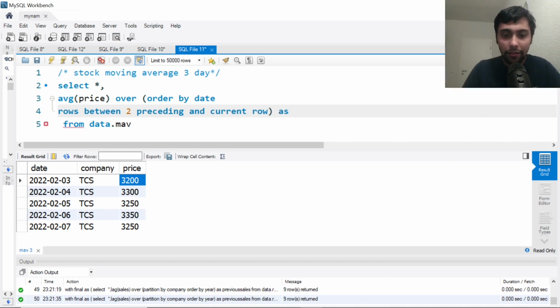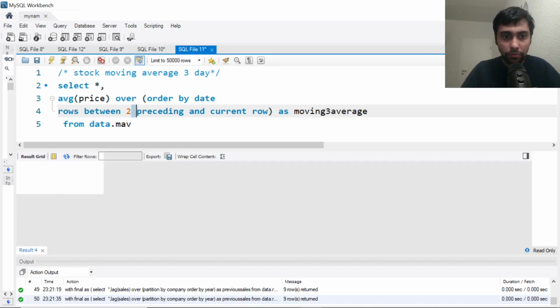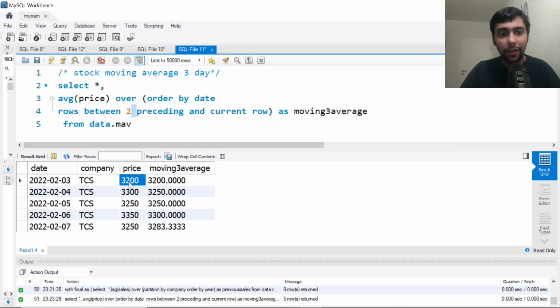And I can say as moving 3 average, right? I can give it some random name. And yeah, that's about it. Rows between two previous values and the current row value. When I run it, let's see what we get. So obviously first row, there's no previous value. So it will give the same value as the moving average for 3-day. So it's the same 3,200. For the second row, there's no two previous. There's only one previous. So it will basically do average of these two numbers, which is 3,250. And that's what we get here.